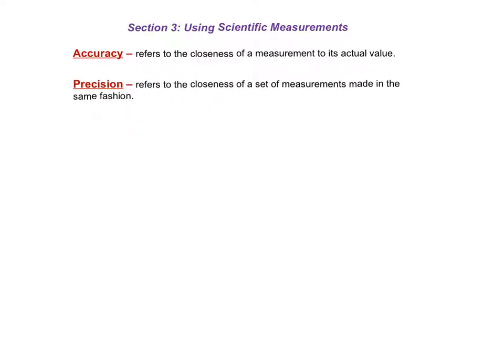So accuracy refers to the closeness of measurements to the actual value, while precision refers to the closeness of a set of measurements made in the same fashion, or how close your measurements are to each other. So let's think of a bullseye. So I have a target here. Let's talk about accuracy. Let's say I take one shot and I hit the bullseye. I'm accurate. One shot can determine accuracy.